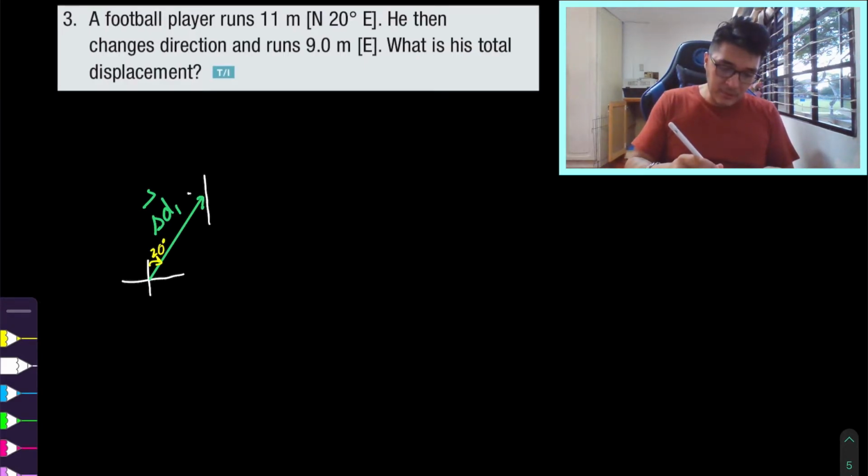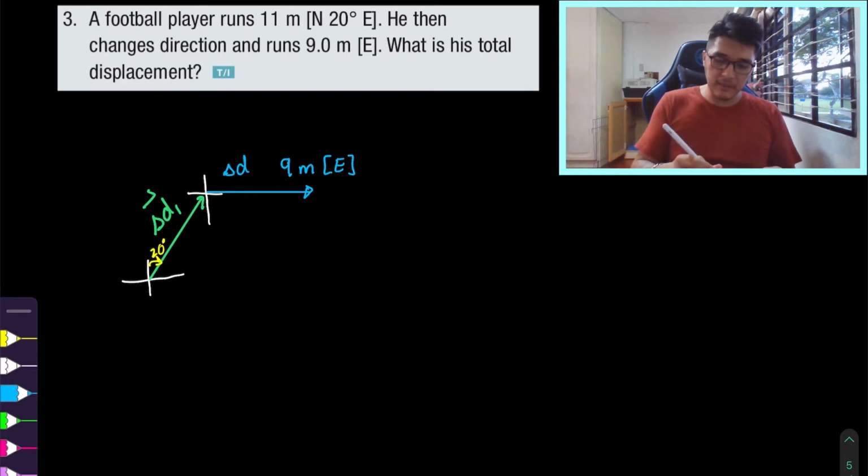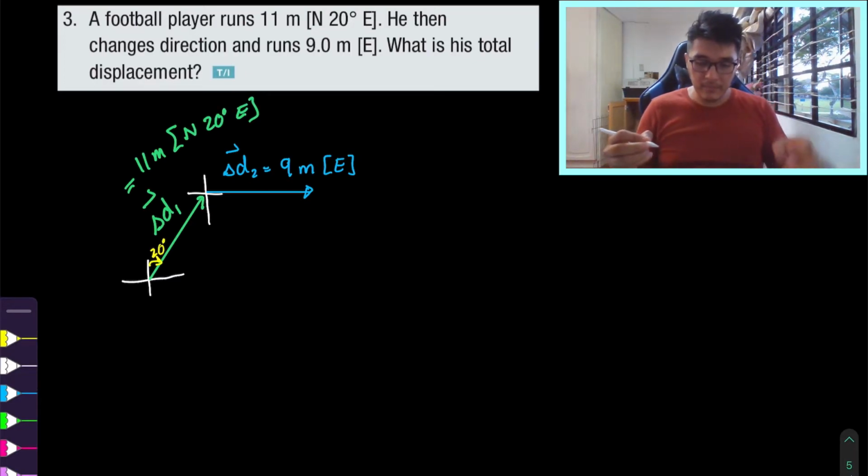And then you place another small coordinate system, and then you draw your second displacement vector. But our second displacement vector is just going east, so it's very easy. 9 meters east is our second displacement. Our first displacement was 11 meters north, 20 degrees east. And notice how the two vectors are connected head to tail.